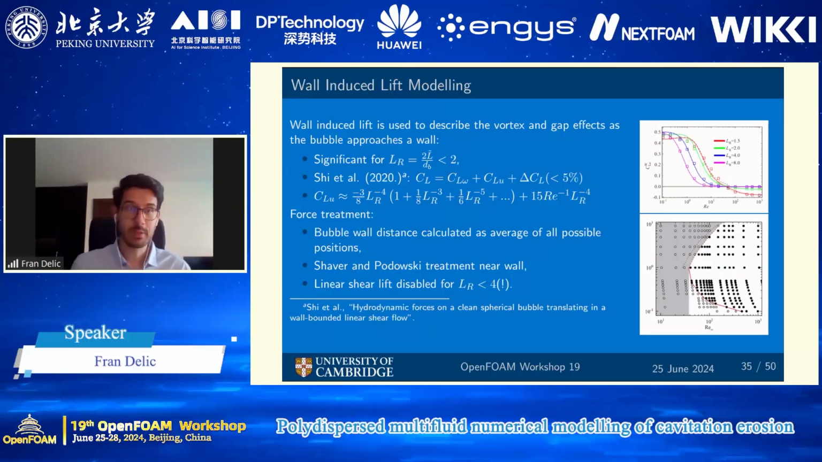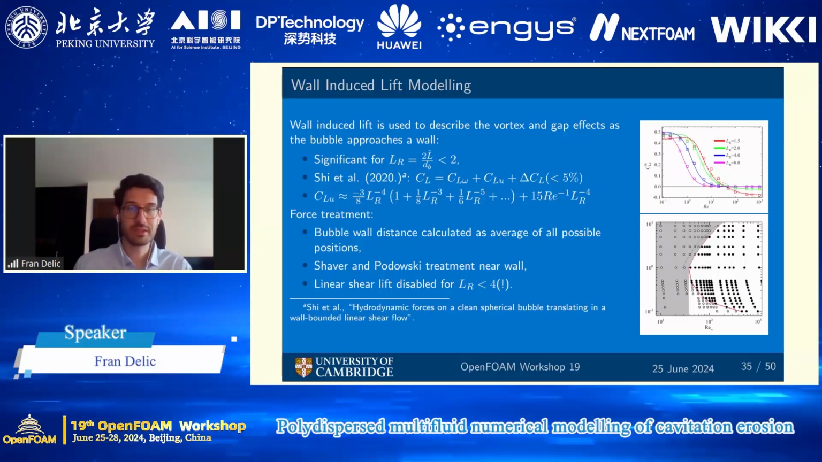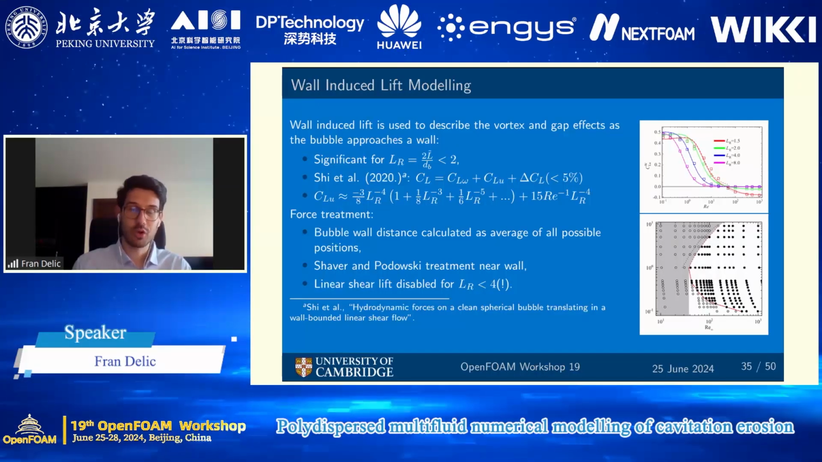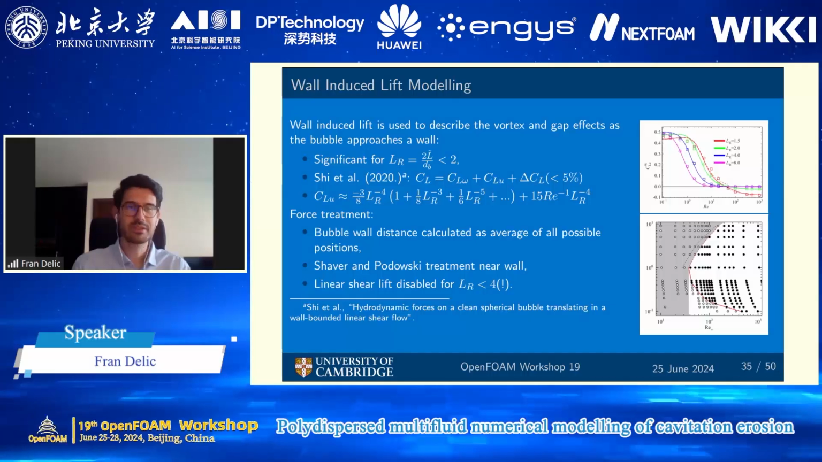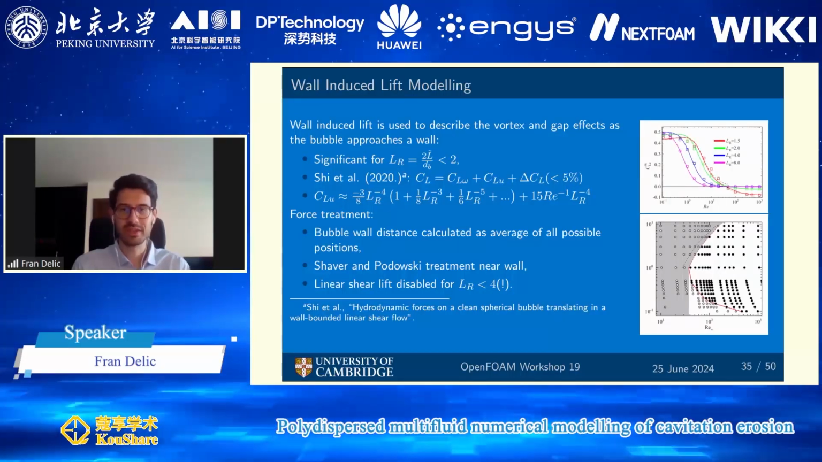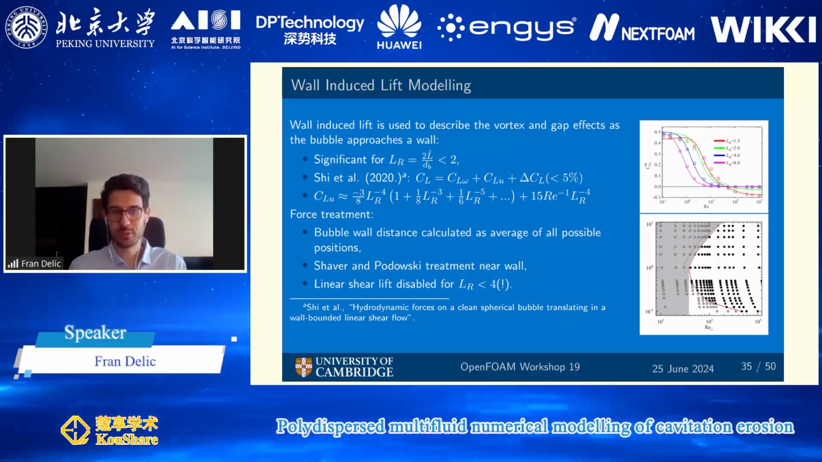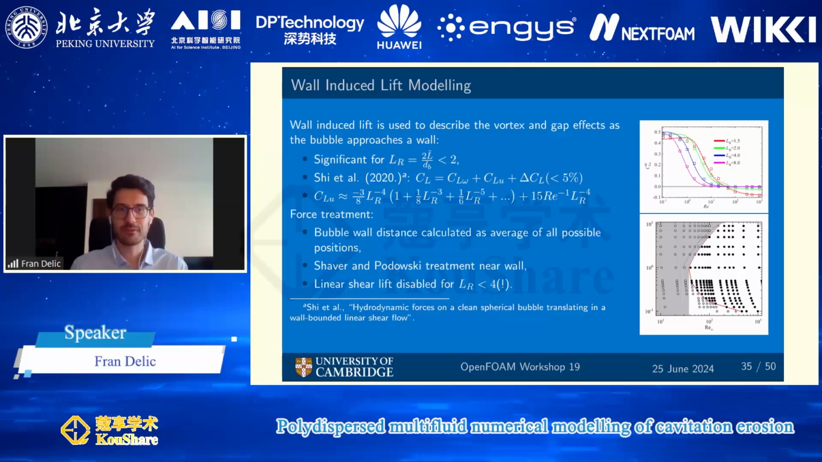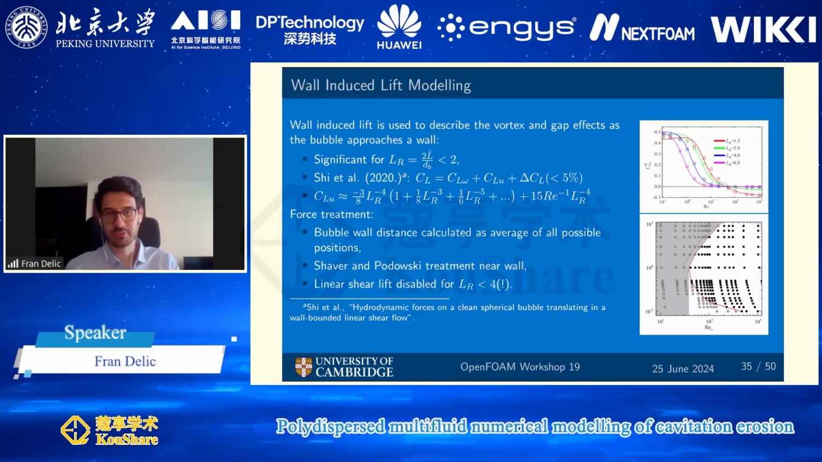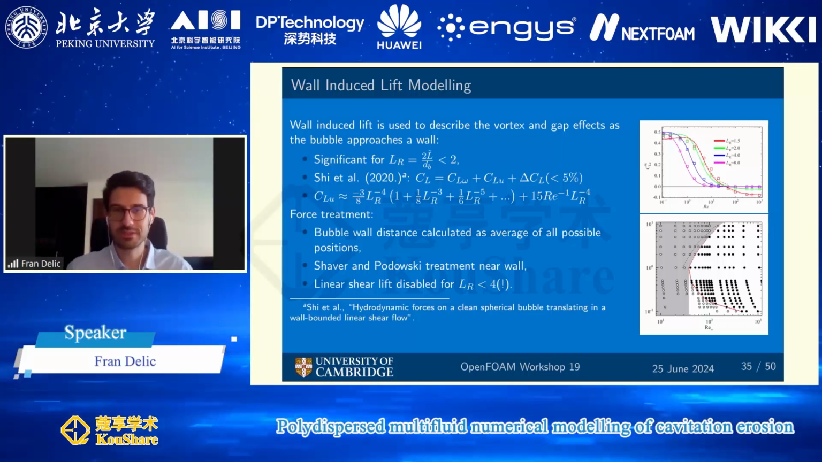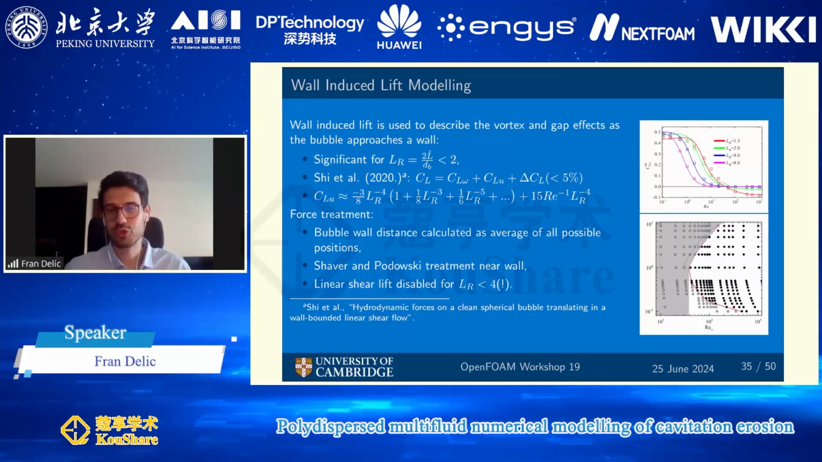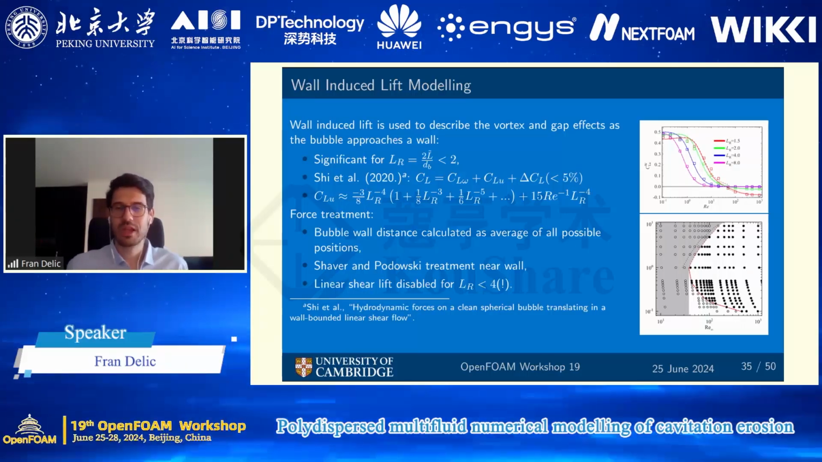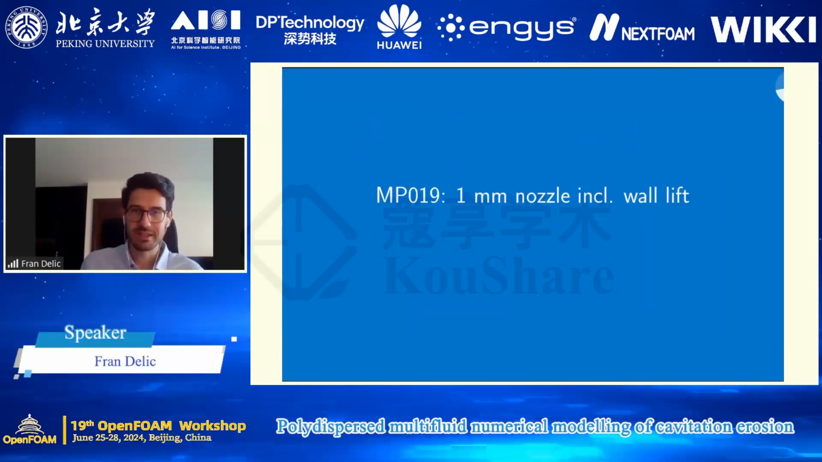And this wall treatment is also implemented, where the bubble wall distance is calculated as the average of all possible positions. Shear and Podolsky treatment is used on the wall, and for this set of equations, linear shear has been disabled for dimensionless distances less than 4, which is not ideal, but I want to just highlight some results and ideas.